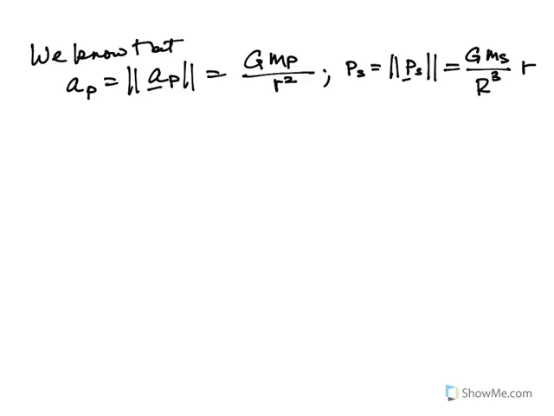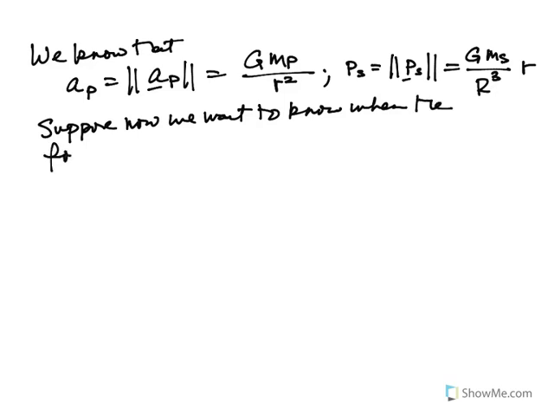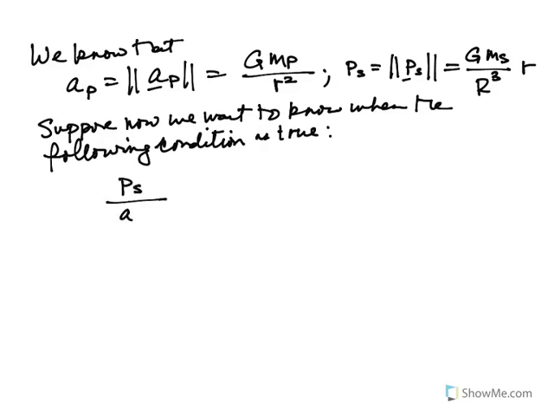So now, using those two magnitudes, we can actually compute the following, which is that, suppose now we want to know when the following condition is true, which is that P sub s all divided by A sub p is less than P sub p all divided by A sub s.